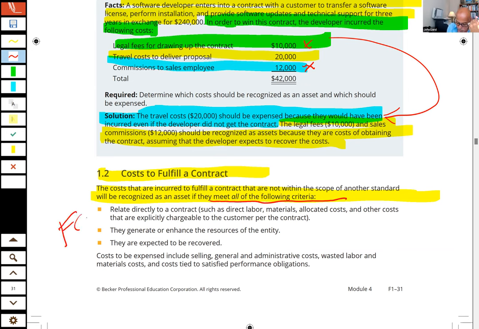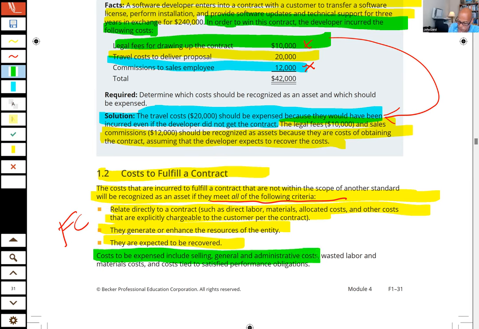So in order to capitalize a cost to fulfill a contract, it would have to relate directly to the contract. They would have to generate or enhance the resources of the entity. And again, when we say they're expected to be recovered, we don't mean that someone's going to pay us back necessarily for that asset. We mean that we are going to reap the future economic benefit of whatever we have spent that on.